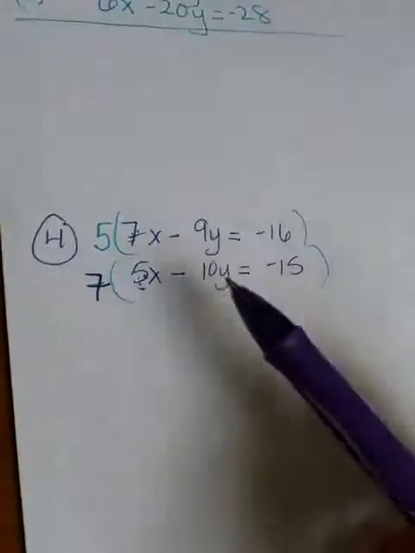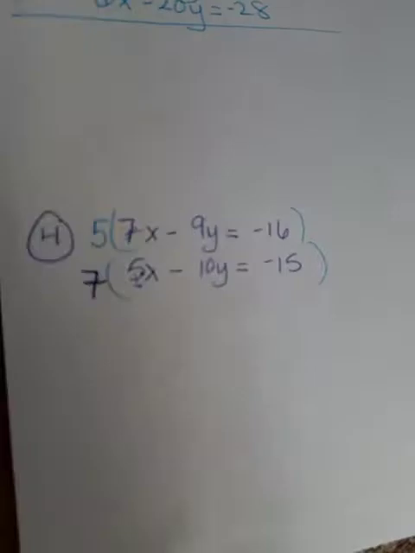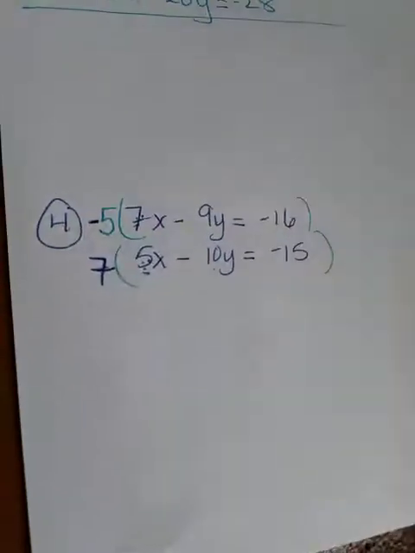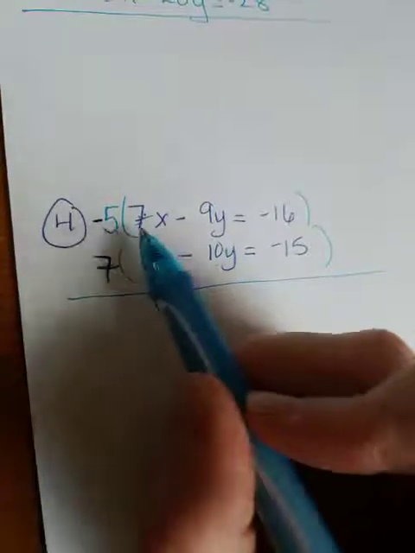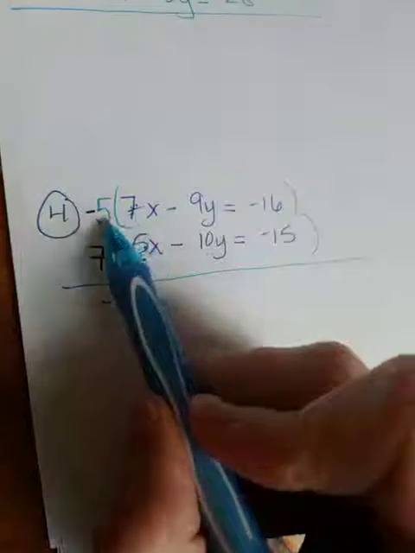So let me rewrite that. Now remember, we talked about how one of them needs to be positive and one has to be negative. Doesn't matter which is which. Just to be different, I'm going to throw the negative with the 5. Okay, so let's rewrite my work. -5 times 7x is -35x. -5 times -9y is +45y.